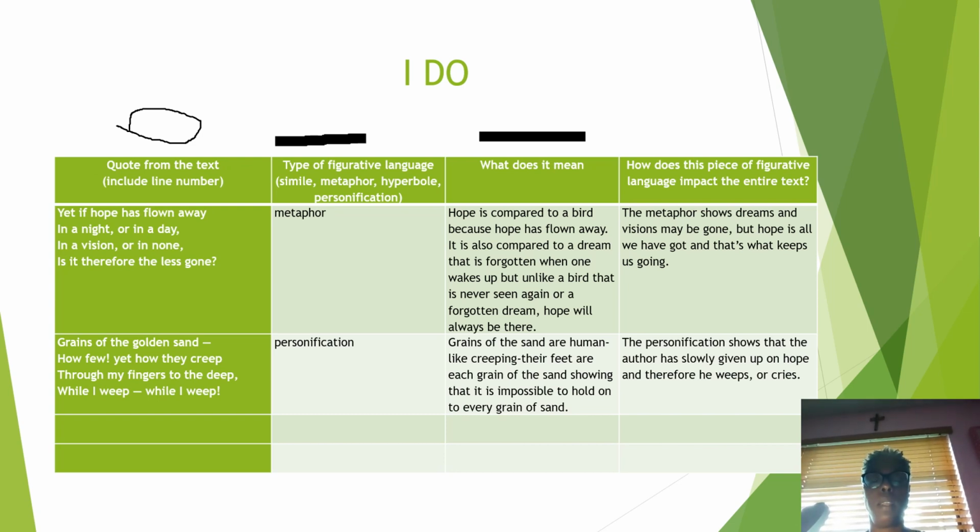And then finally, in the final column, I explain how this figurative language impacts the entire text, or in this case, the poem. Again, I explain as clearly as possible, the metaphor shows dreams and visions may be gone, but hope is all we have got, and that's what keeps us going. That is what's keeping the speaker going, hoping to someday see this person again.